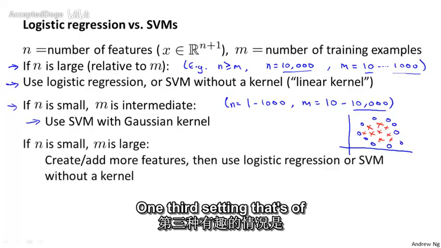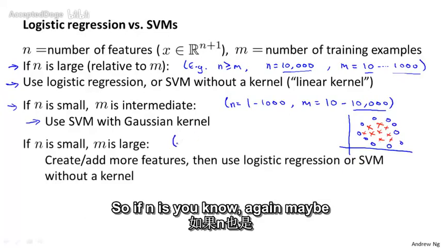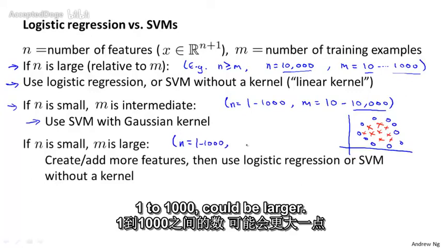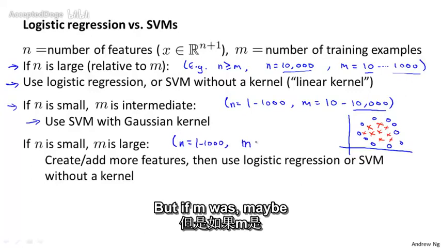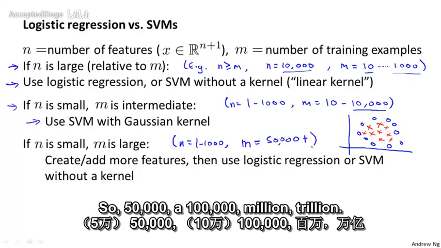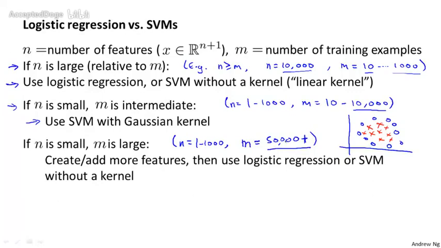One third setting that's of interest is if n is small, but m is large. So if n is again maybe 1 to 1,000, could be larger, but if m was maybe 50,000 and greater to millions, so 50,000, 100,000, a million, 2 million, you can have very, very large training set sizes.